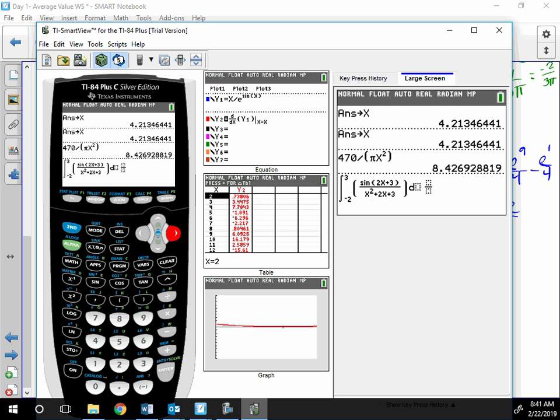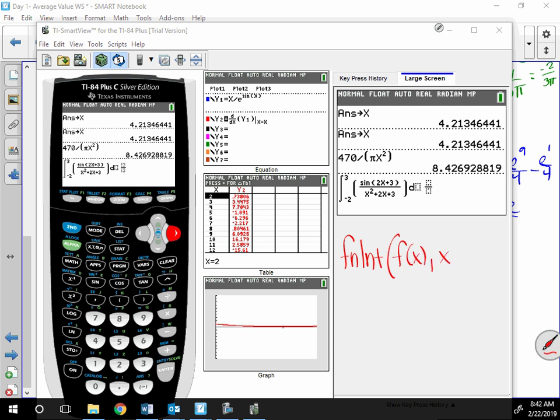Is anyone using an 83 that needs a reminder of the setup for our integration? Okay. So our setup for integration for the 83. It's your function, x, and then your lower bound.